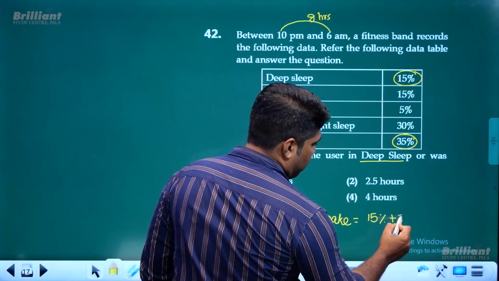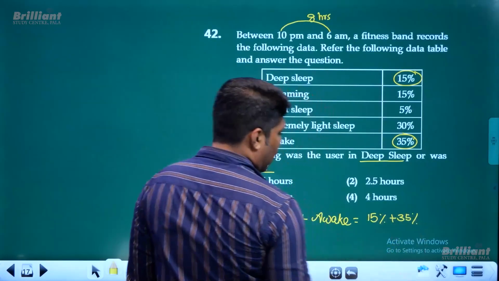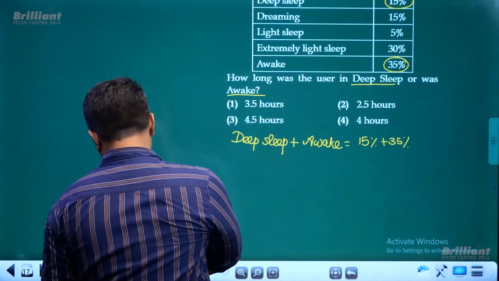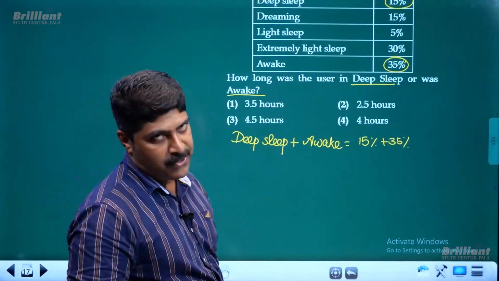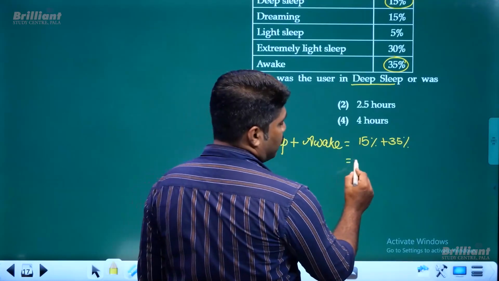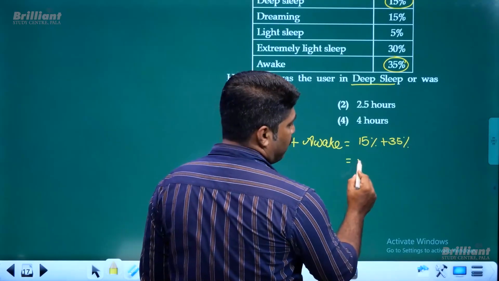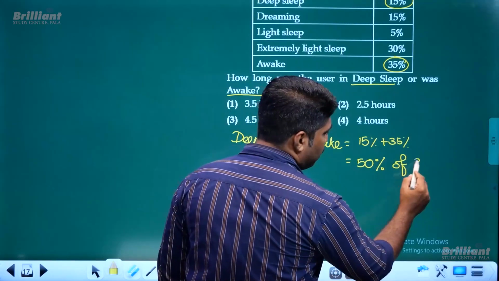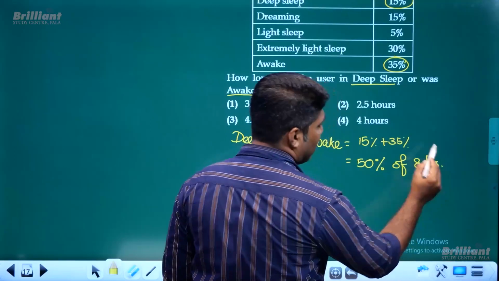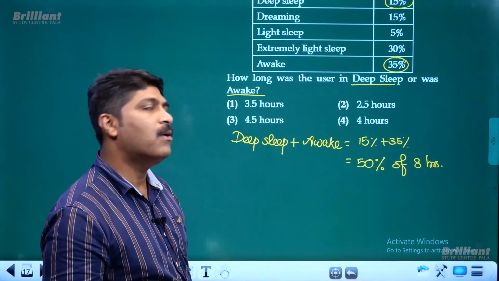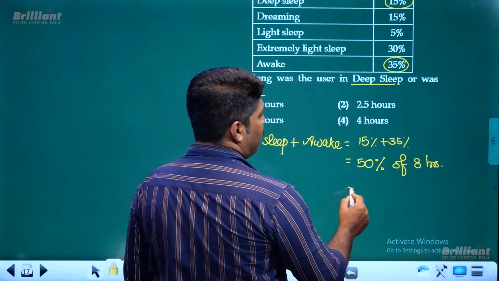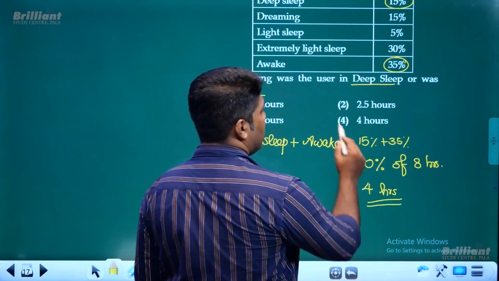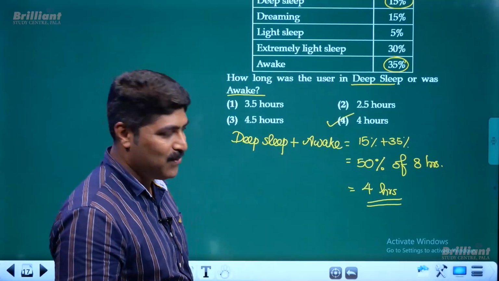That is 15% plus 35% of the total duration, and we already reached the conclusion that it is 8 hours. So 35 and 15 is equal to 50%. So this is 50% of the total duration. That's a simple logic. What is 50% of the total duration? That's equal to 4 hours. Here the answer is 4 hours.